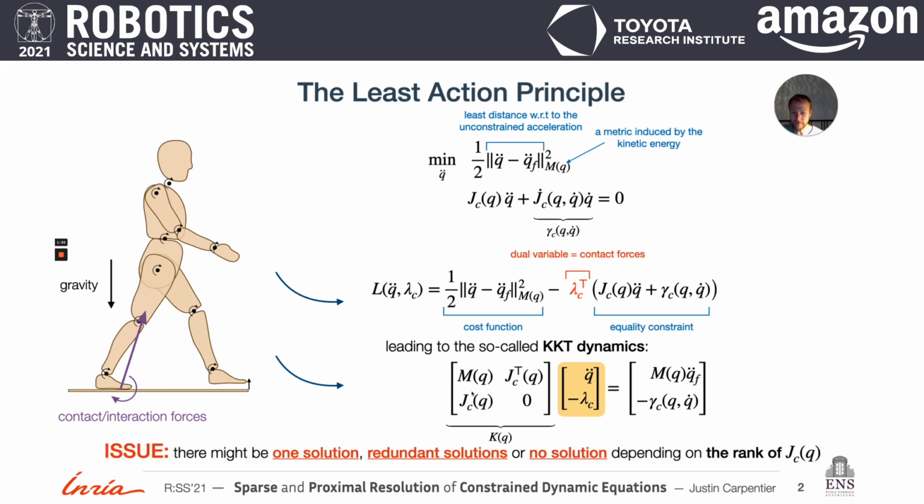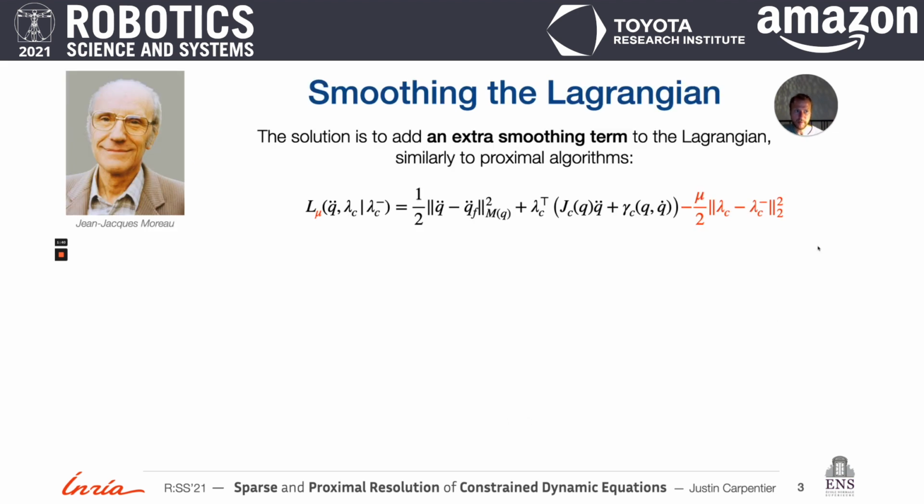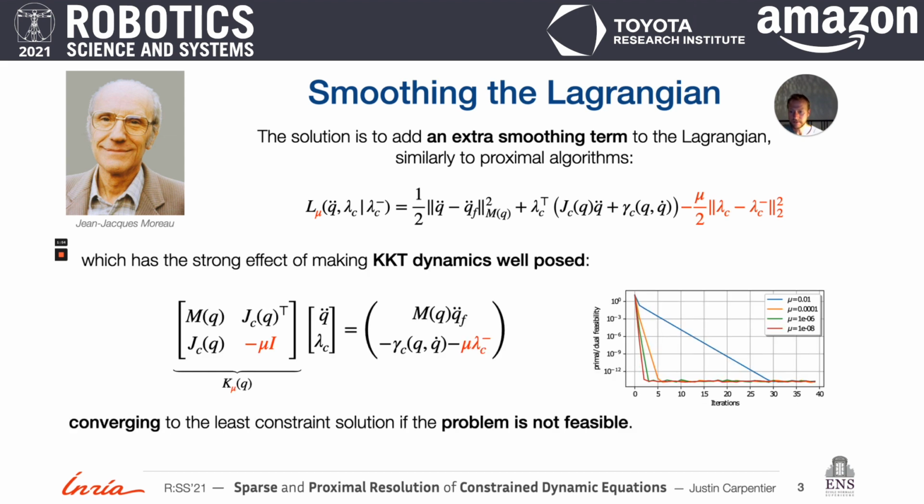According to the rank of this constraint Jacobian, this problem might have one solution, redundant solutions, or no solution at all, meaning that the KKT matrix is not always invertible. To make the problem always well posed, we propose to add an extra term to the Lagrangian of the problem, by adding this strongly concave function in the contact forces, which is called the proximal method of multipliers. By doing so, we have the strong benefit of making the KKT dynamics always well posed.